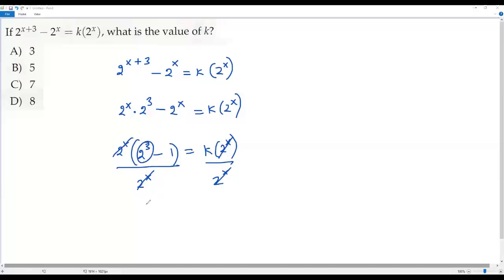And we know that the value of 2 to the third power is 8, so 8 minus 1 equals k. 8 minus 1 is 7. So the value of k is 7. The correct answer choice for this question is option C.